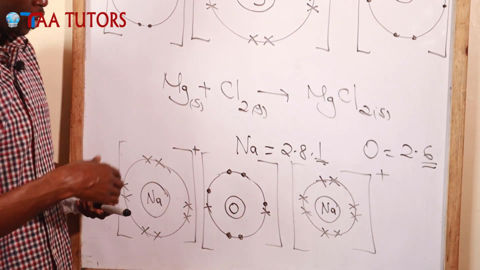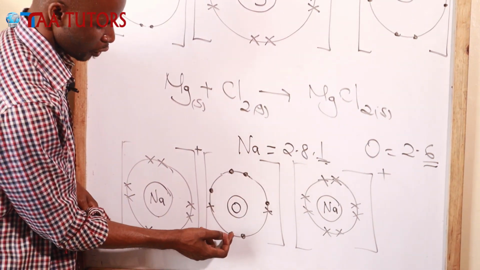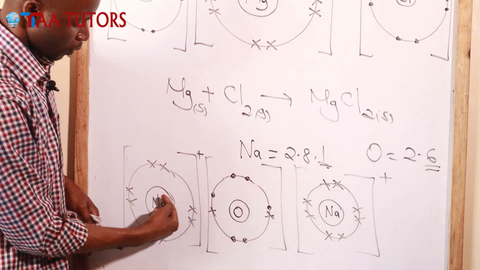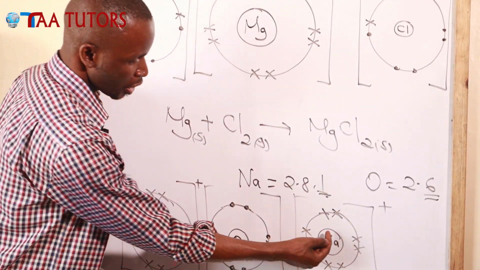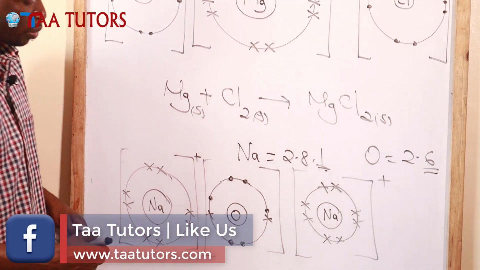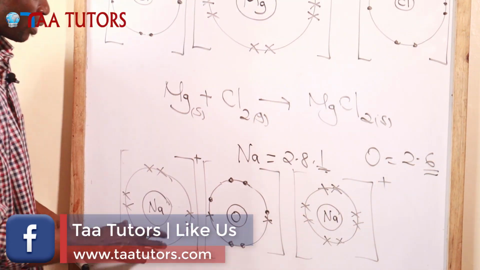In this case, I know oxygen has 6 electrons in the outer energy shell. So the dots are for oxygen: 1, 2, 3, 4, 5, 6. This cross here is for 1 sodium that donated it, and the other one lost 1 electron that came here. So finally, the oxygen atom is now stable with 8 electrons in the outer energy shell, and the sodium is also stable here. This one is also stable.